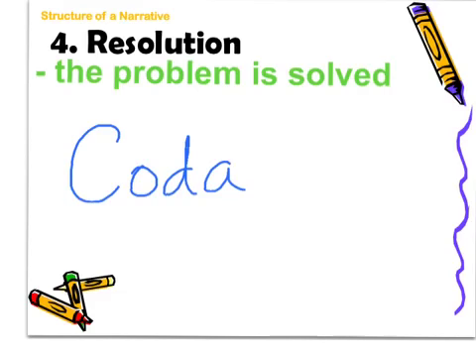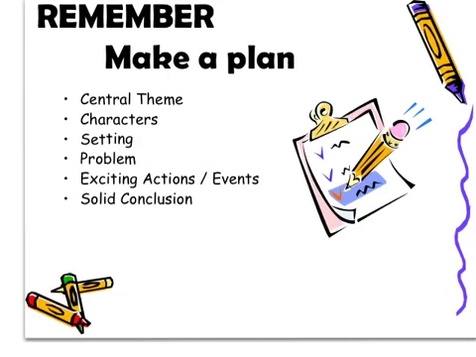Now you know all the parts you need to make a good narrative. But don't just start writing. You should always make a good plan. In your plan, you need to make sure you have a central theme. This is the main idea of your story. You need to create a good main character and other characters for your story. You need to decide on a setting. This is where the story takes place.